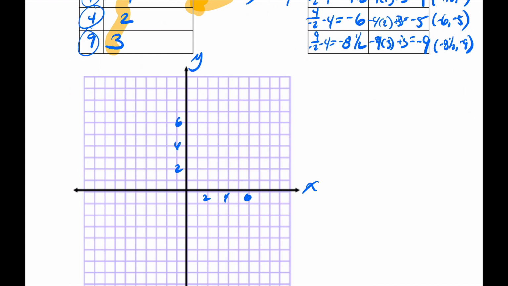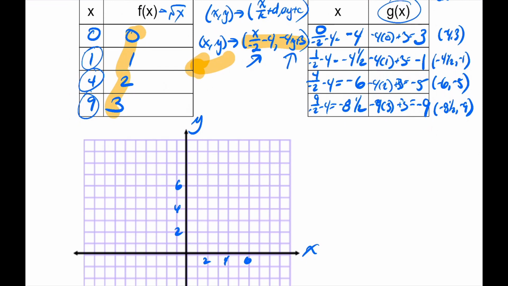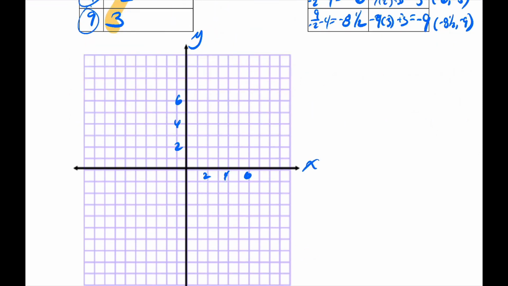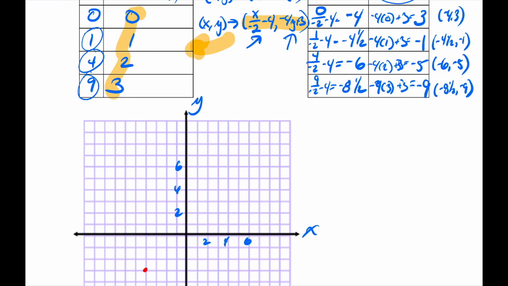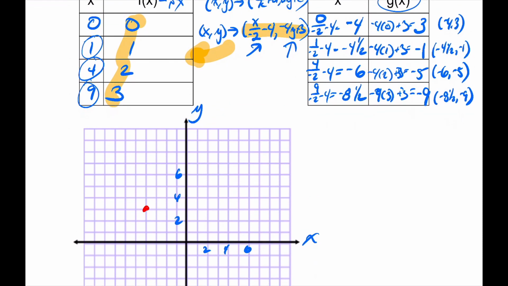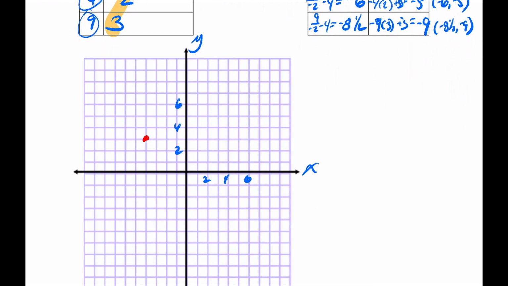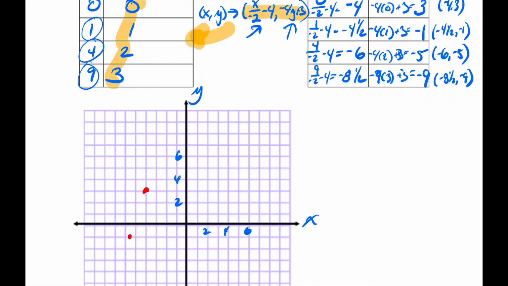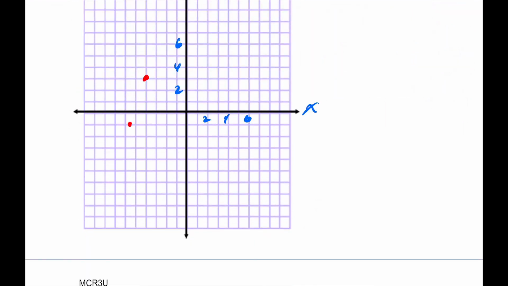And let's plot the new points, and maybe I'll do this in red. So we have -4 and 3. Oops, no, it's -4 and +3. Then we have -4.5 and -1, so -4.5 and -1 might be right there. Then -6 and -5. So 2, 4, -6.